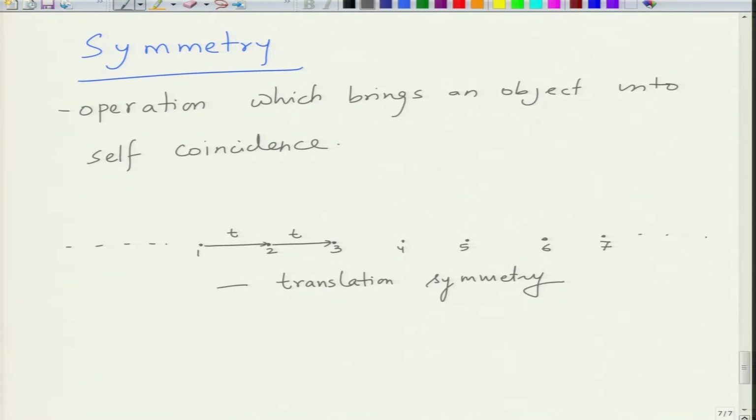Now, another thing that you can have here is, basically the idea is to bring the object into self coincidence. If you put in a mirror plane here, a reflection, then 3 looks similar to 4. If you put a mirror plane here, then 4 will look similar to 5, or 6 will look similar to 3, and so on. This is called reflection symmetry or mirror symmetry.